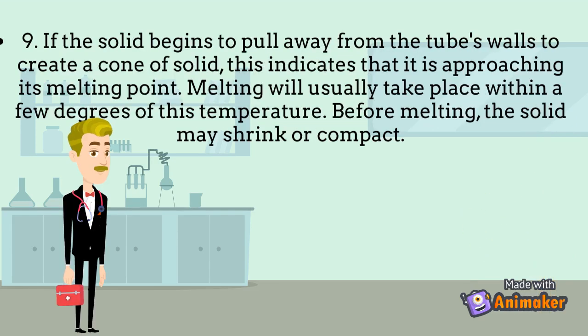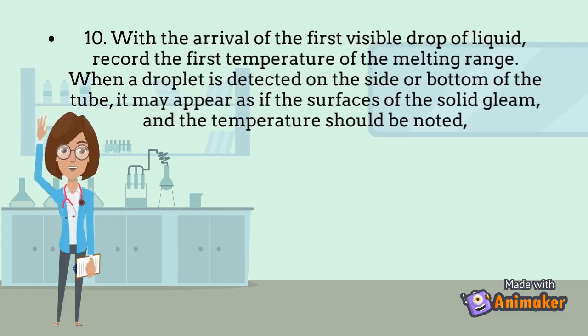If the solid begins to pull away from the tube's walls to create a cone of solid, this indicates that it is approaching its melting point. Melting will usually take place with the arrival of the first visible drop of liquid. Record the first temperature of the melting range.